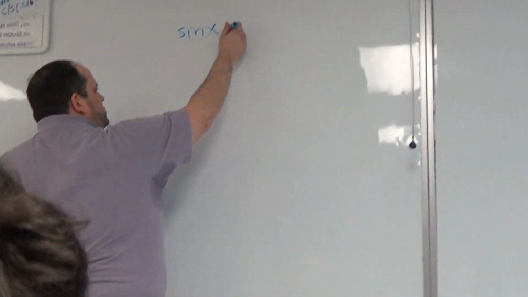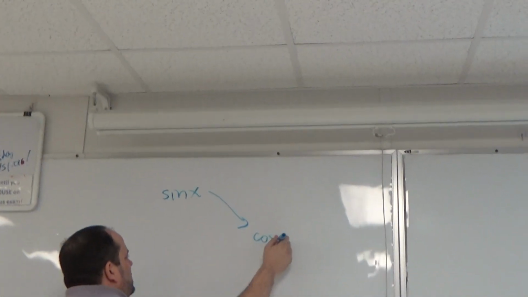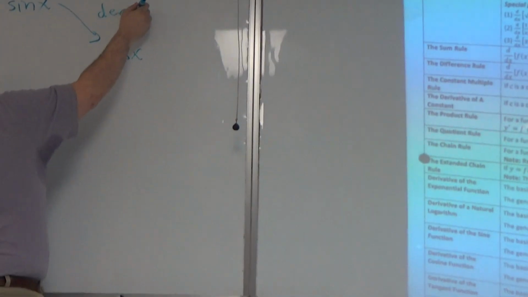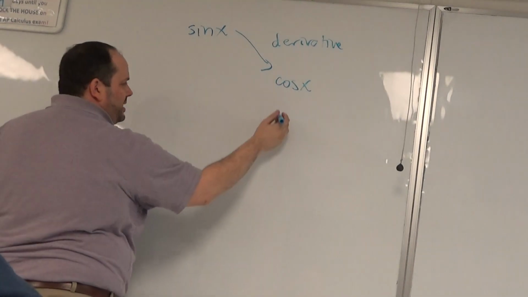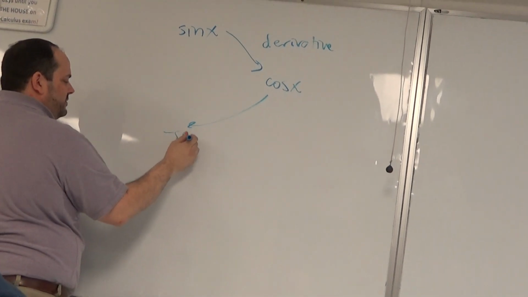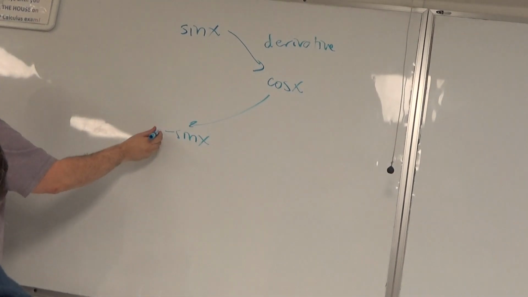Derivative of sine of x, you guys just told me was what? Cosine of x. So the derivative of the sine is the cosine. And the derivative of cosine? Negative sine. And the derivative of negative sine?